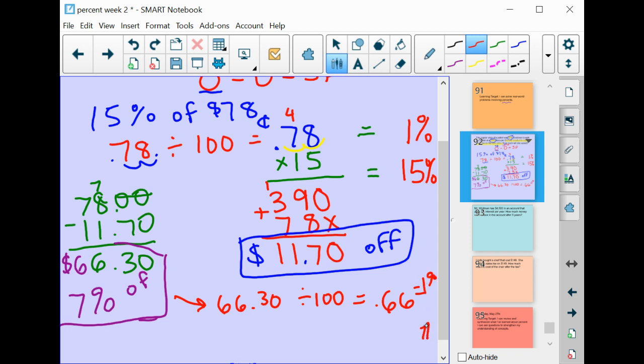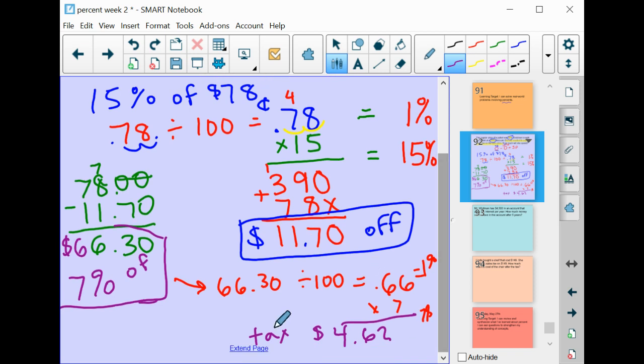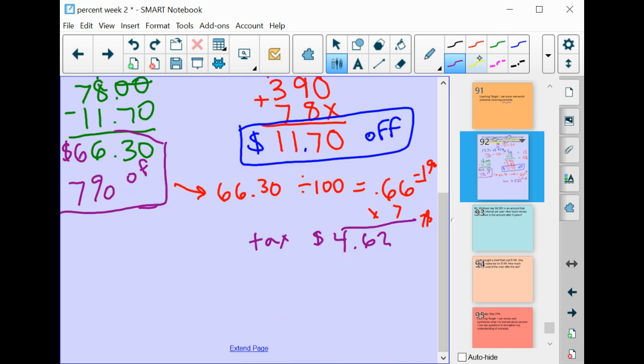To find 7%, we're going to multiply this times 7. So again, you can use your calculator for this. 66 hundredths times 7 is equal to $4.62. This is how much tax she will pay. I know this is a super long problem. We're almost done.